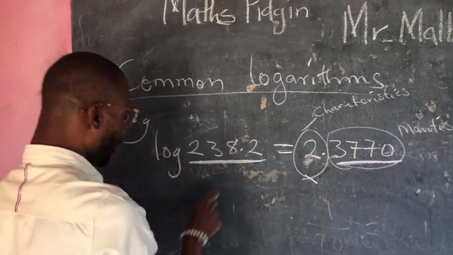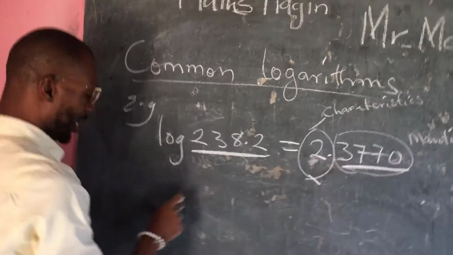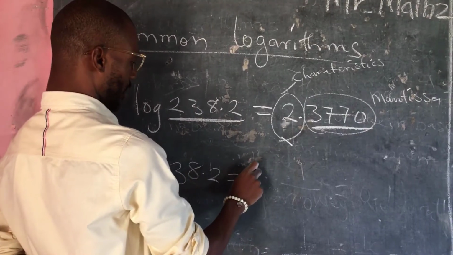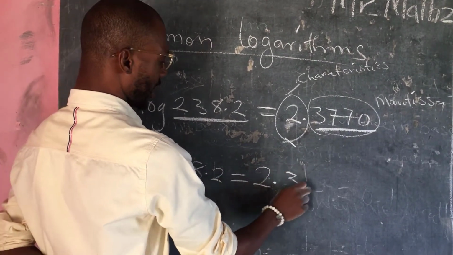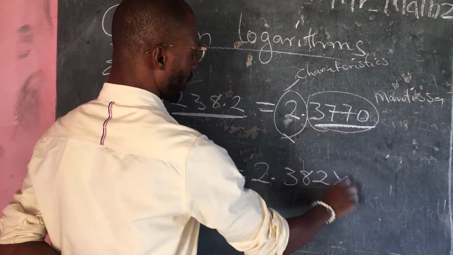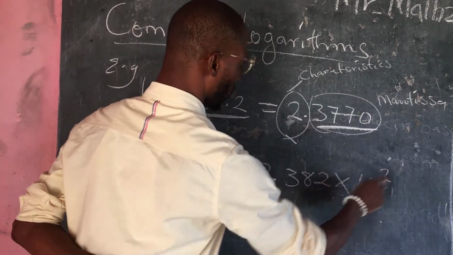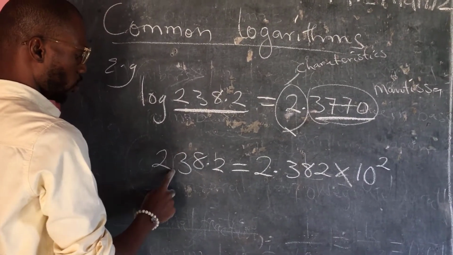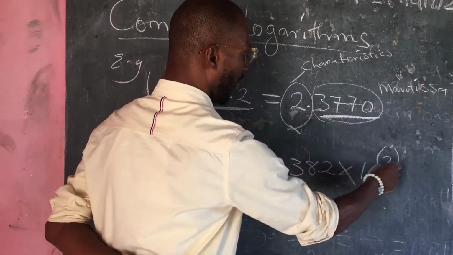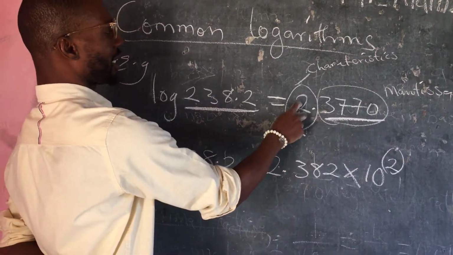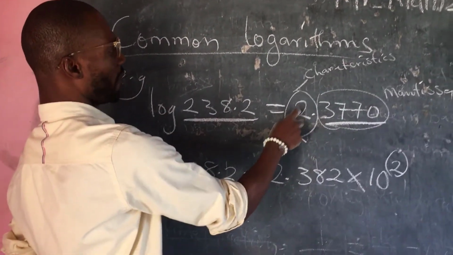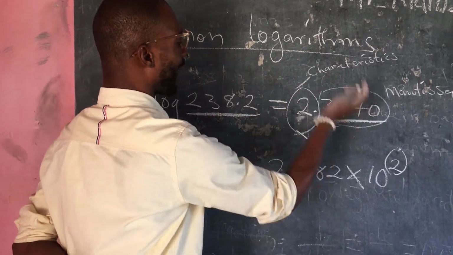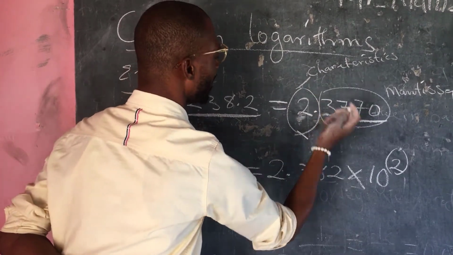So if we express this number in standard form, I will get it as 2.382 times 10 raised to power 2, because I moved the decimal point 1, 2 places. So the power of this 10 forms the characteristic, the integral part of our logarithm. And then this other part we will check in the four-figure table.